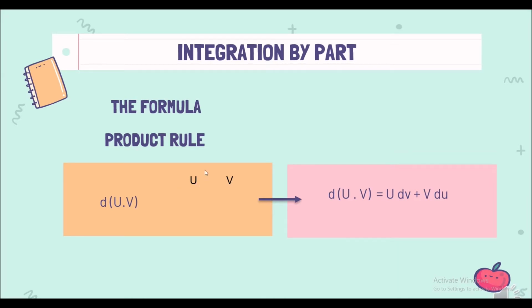We have two functions. The first function is called u and the other function is called v. The product rule is written as the derivative of u times v equals u times the derivative of v plus v times the derivative of u. So, how to integrate?